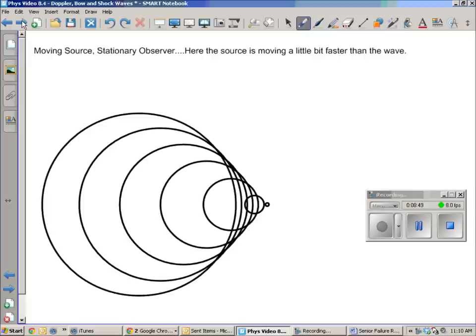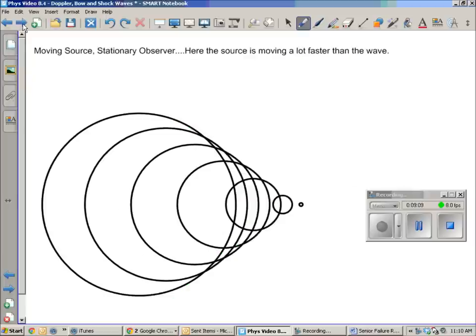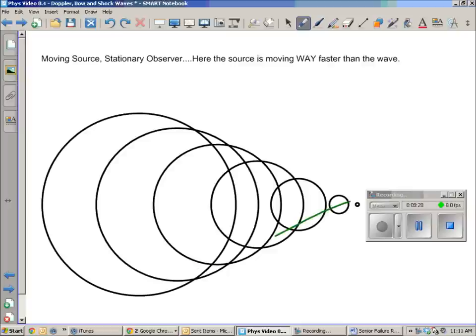Okay, so to add on to this drawing a little bit, here's what the drawing would look like if your source is moving a little bit faster than the wave. You can see the source is just a teeny bit ahead of that last wave that it made. But as the source speeds up, as it goes faster and faster, this bow wave or shock wave is going to get narrower and narrower. So in the next one, now the jet's going a little bit faster or the boat's going a little bit faster. And look, the cone or the bow wave or shock wave gets narrower, and if it goes faster, it gets even narrower.